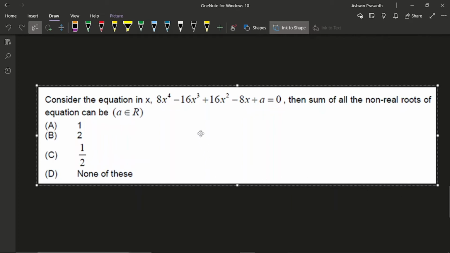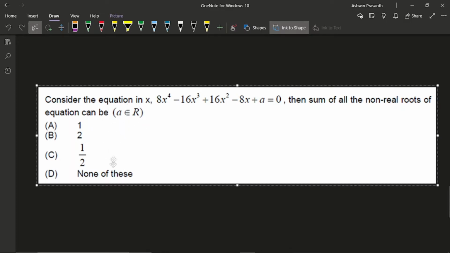Hello everyone, today I have this problem on algebra which I found from a test paper. Consider the equation in x, 8x raised to 4 minus 16x cubed plus 16x square minus 8x plus a is equal to 0. The sum of all non-real roots of the equation can be 1, 2, half or none of these. a belongs to real numbers.